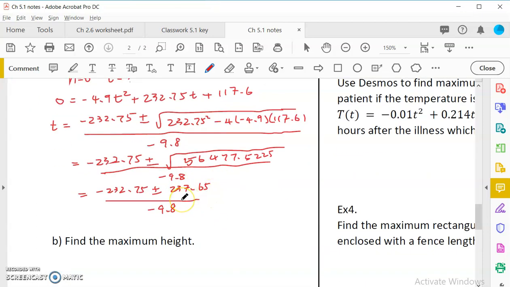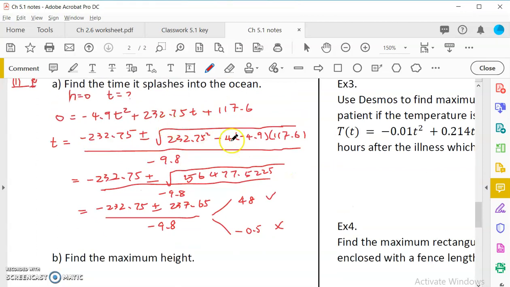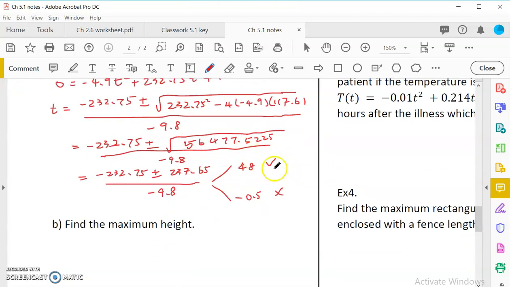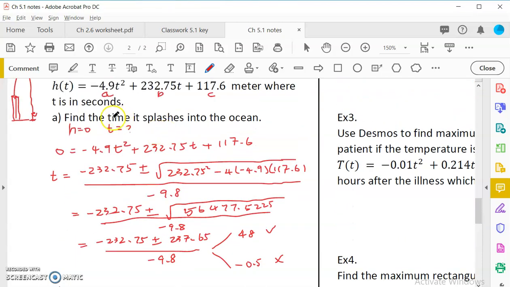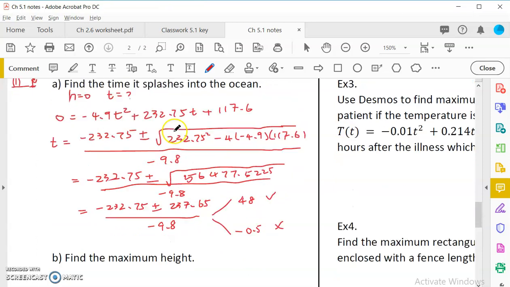We do not just write this out. We actually go all the way to the actual number. So do one plus and one minus. It turns out that it is 48 and negative 0.5. If you do minus, it is 48. If you do plus, it is negative 0.5. This is time, and time cannot be negative, so after 48 seconds it's going to splash into the ocean. Because the height is 0, the 0 means it splashed into the ocean. This is not finding the maximum, because I don't see any maximum. I just see that it splashed into the ocean.